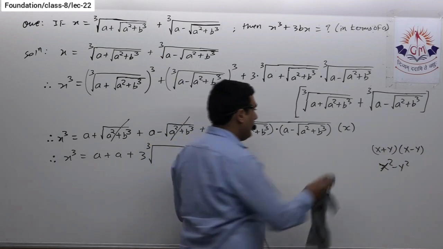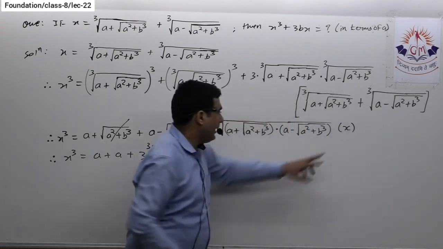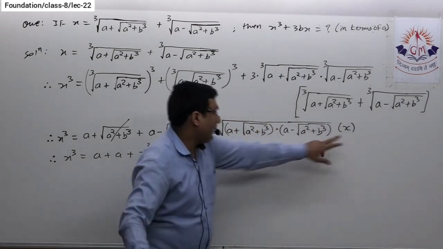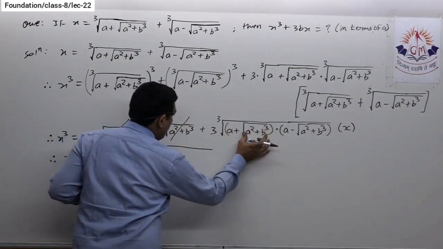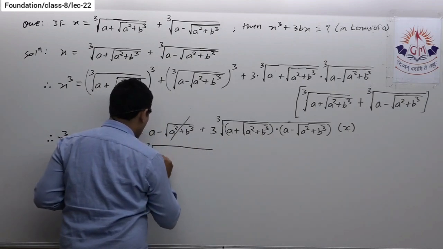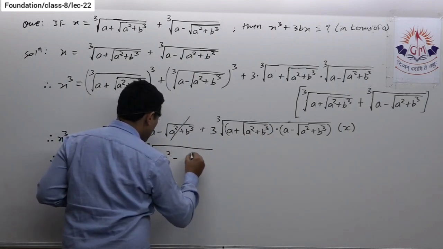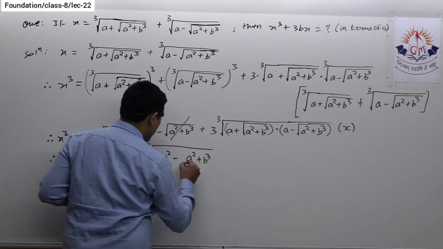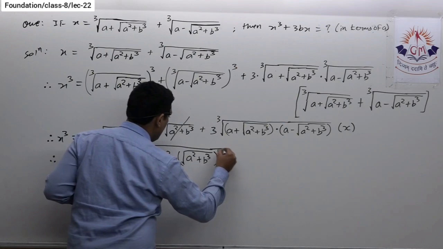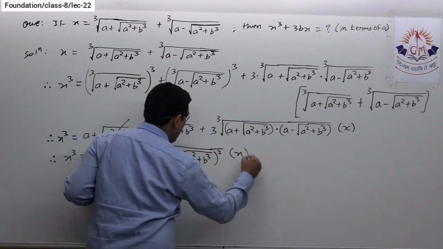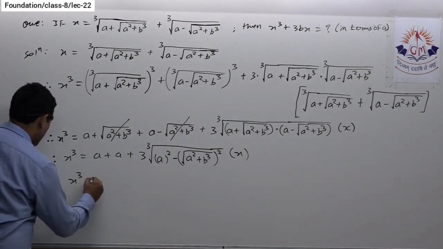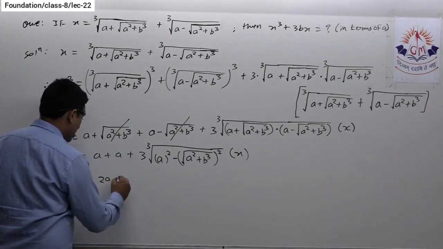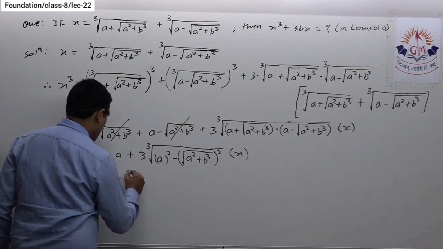Okay, so now I'll apply that identity over here. See, when I say x, I don't mean this x. Okay, I'm just applying the identity. So square of this minus square of this. So a square minus, square root of a square plus b cube, squared, a square minus b square multiplied by x. Therefore, here I will get x cube is equal to 2a cube root of.